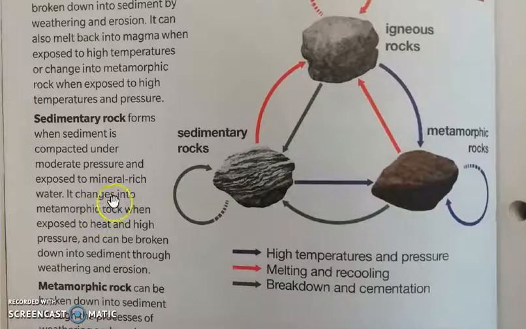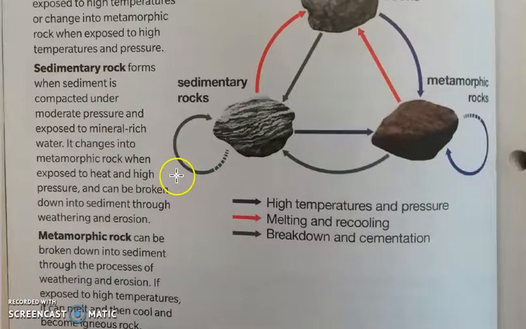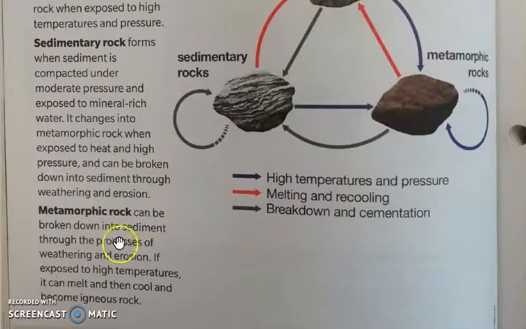Now, sedimentary rock changes into metamorphic rock when exposed to heat and high pressure, and can be broken down into sediment through weathering and erosion. Okay, so what you're starting to see is this can become this, which can become this, which can become this. So just like water, our rocks also go through a cycle where they're constantly changing, okay? Metamorphic rock can be broken down into sediment also through the process of weathering and erosion, okay? If exposed to high temperatures, it can melt and then cool and become igneous rock, okay?